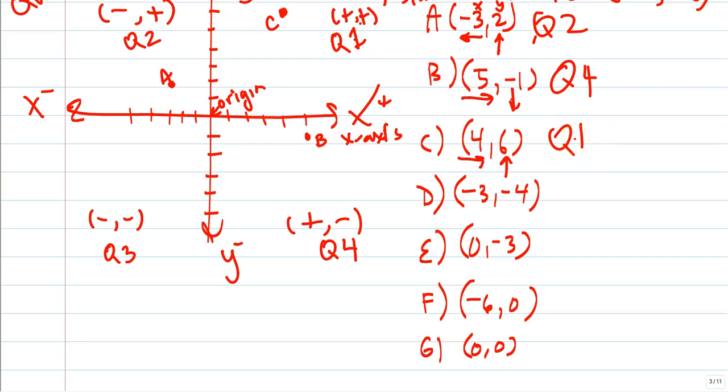Don't get all fancy. Negative 3, negative 4 is both negative, so I'm thinking quadrant 3. Negative 3 is 3 to the left and 4 down. 1, 2, 3. 1, 2, 3, 4. That would be point D.